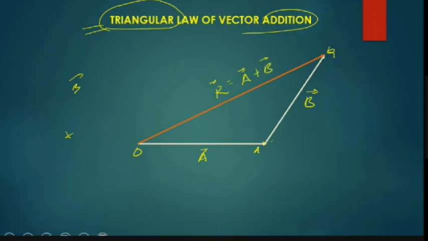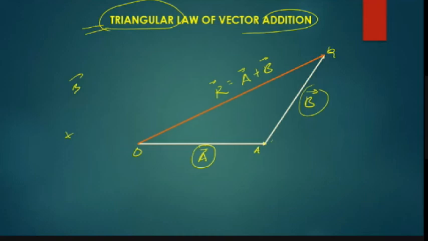So once again, I will repeat the process. Pay attention. What does the triangular law of vector addition say? If two vectors are represented both in magnitude and direction by two sides of a triangle, see here, if we take vector A and vector B as two sides of the triangle, then the resultant is nothing but one vector which represents the summation.